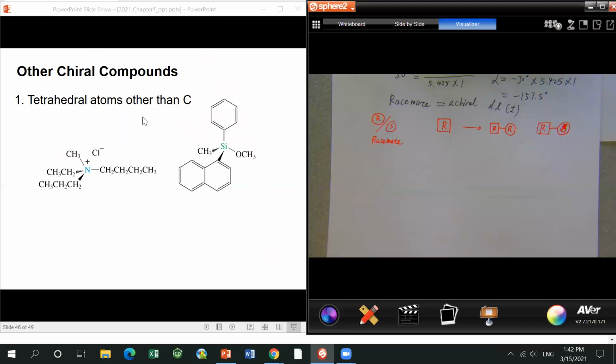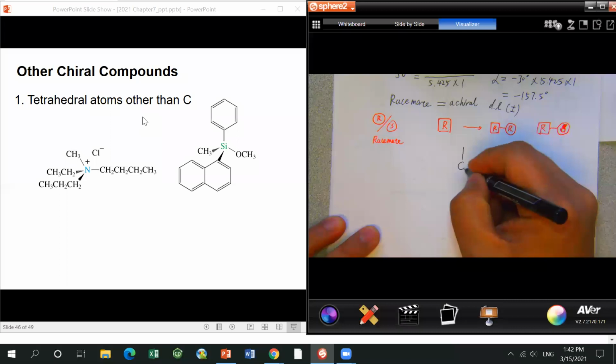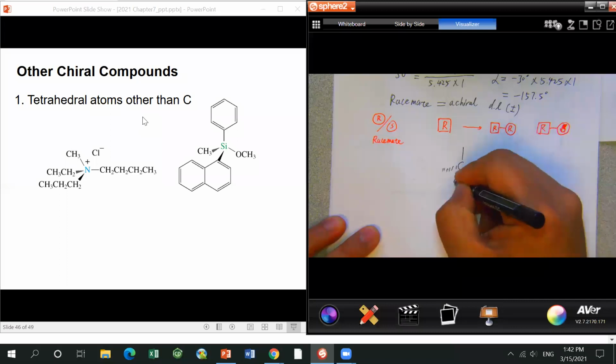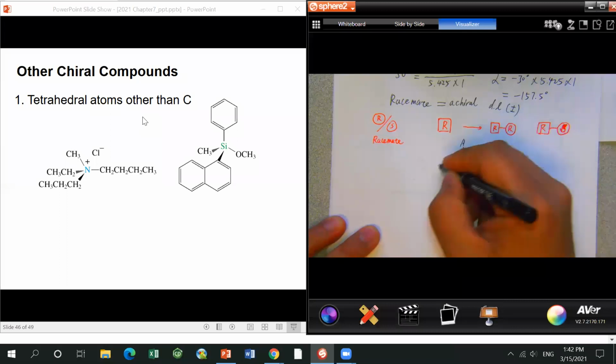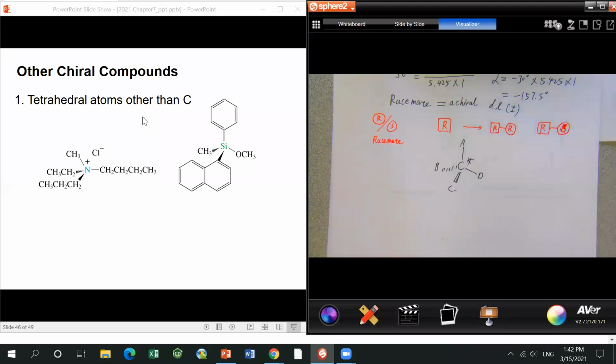Here are some other chiral compounds. The first one we already talked about: chiral compounds based on a tetrahedral carbon with 4 different attachments, A, B, C, D. With this chiral carbon, the molecule will be chiral. In addition to carbon, other atoms can also be chiral centers, and then the whole molecule can be chiral.